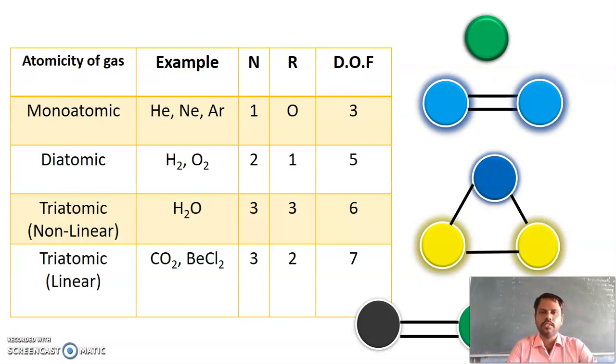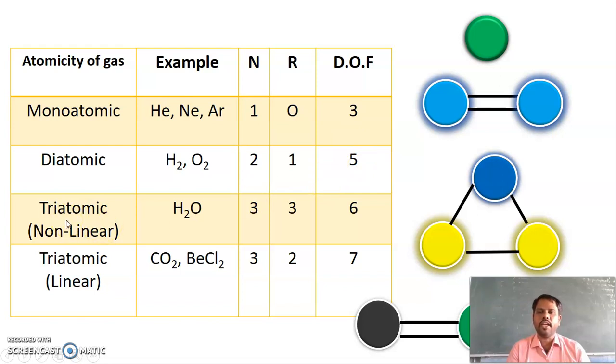Now let's look at some examples. A monoatomic gas, which is like a particle moving in free space, needs totally 3 degrees of freedom. Example, helium, neon and argon. For a diatomic molecule, there are 2 particles, therefore totally 6 degrees of freedom. However, if the distance between them is fixed, 1 degree of freedom gets reduced. So the total degrees of freedom is now 5.